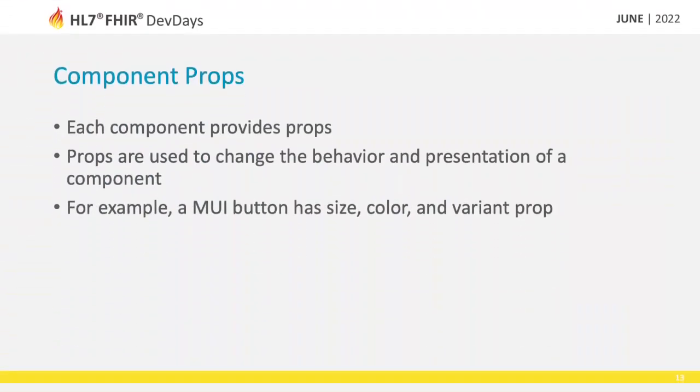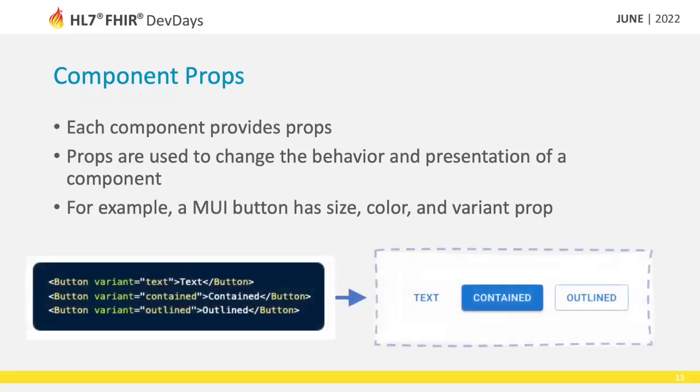We customize components using props. These are basically inputs to components that change the appearance and behavior. A good example of this is the button component, which has a prop called variant. This prop is used to change the overall style of a button. Here we can see some examples of how the variant prop changes the appearance of a button.